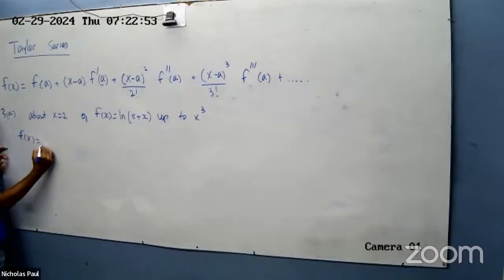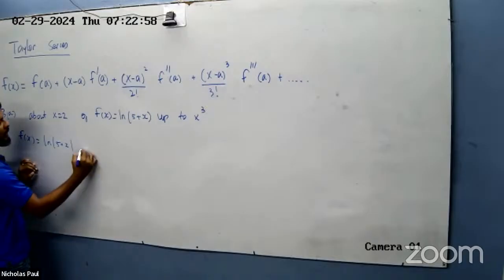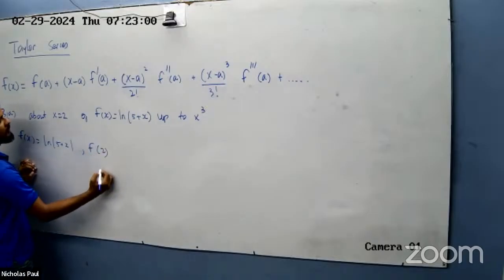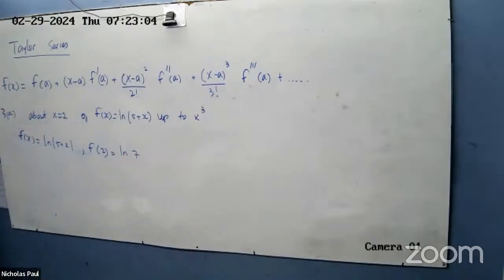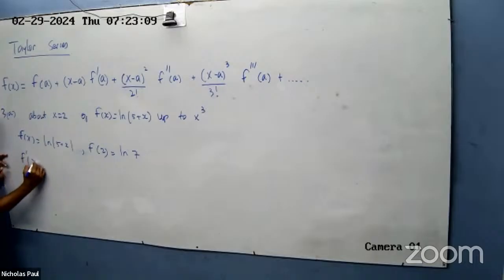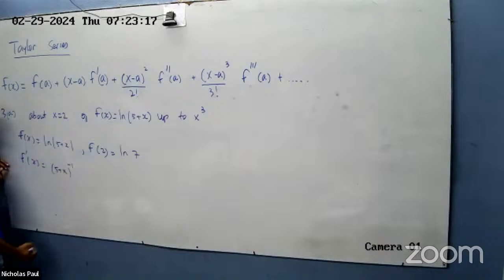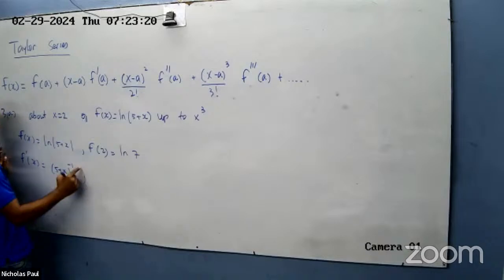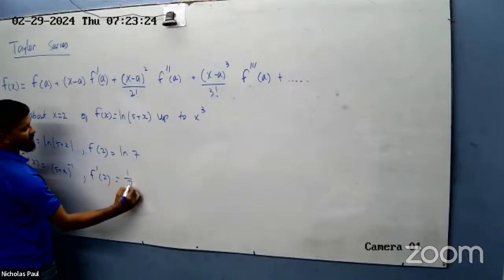All right, so f of x is equal to ln(5 plus x). Now, what is f of 2? f of 2 is ln 7. Leave it like that. f prime will be 1 on 5 plus x, or we could write it as 5 plus x to the minus 1. f prime of 2 will be 1 on 7.